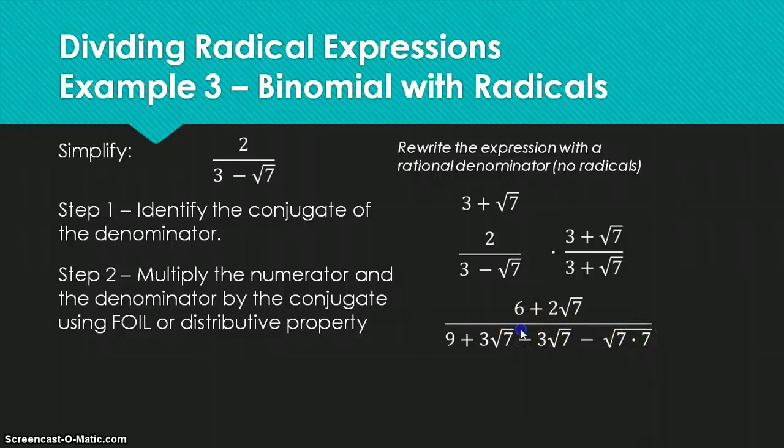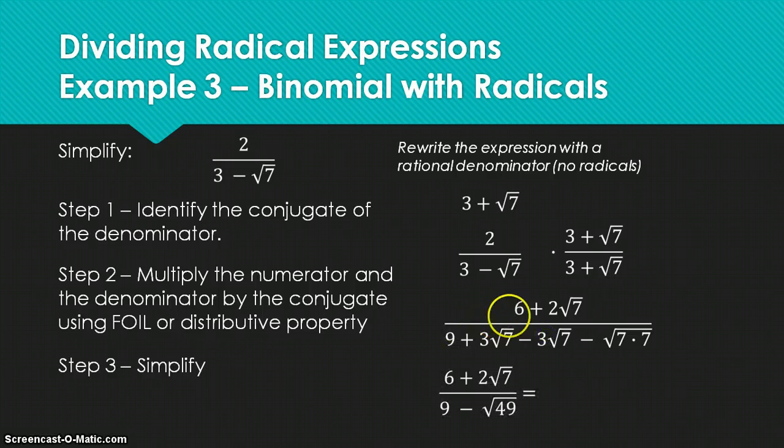Okay, when I go to simplify, I notice that these terms are going to cross out. That is why we multiply by the conjugate. We want to get rid of the radical sign. So then this simplifies to 6 plus 2 square root of 7 divided by 9 minus the square root of 49, which we know is 7. So that would be simplified to 6 plus 2 square root of 7 divided by 2, which I can simplify one more time down to 3 plus square root of 7. And that's my answer. Can't simplify anymore.